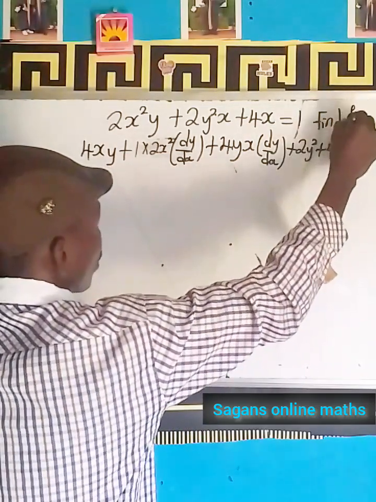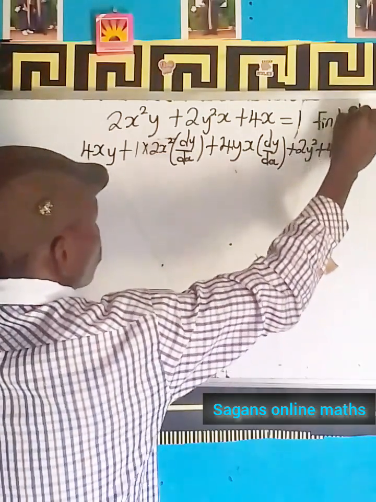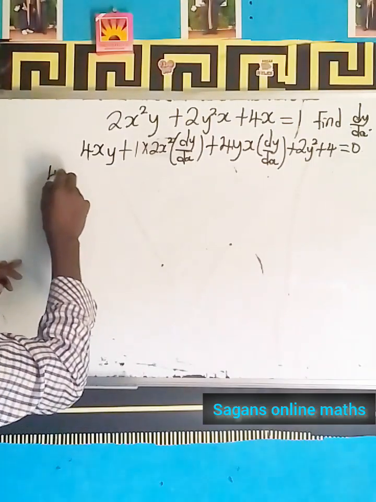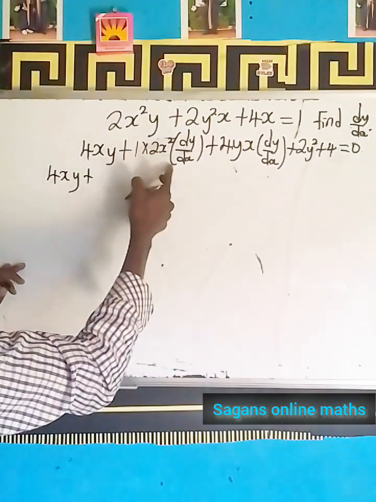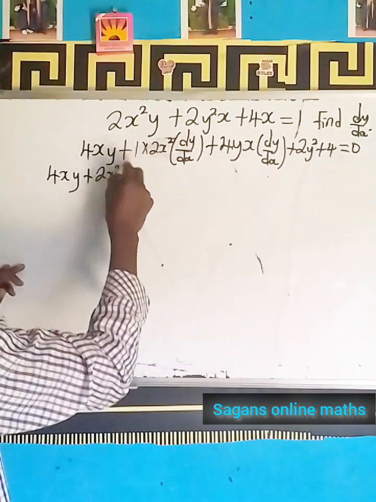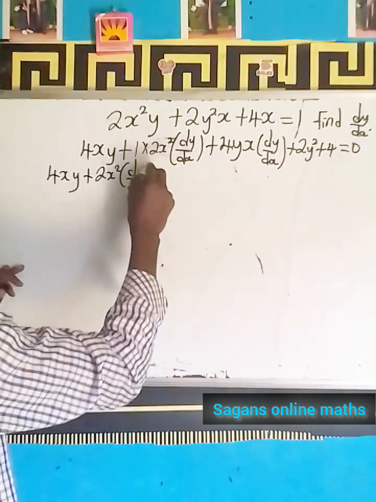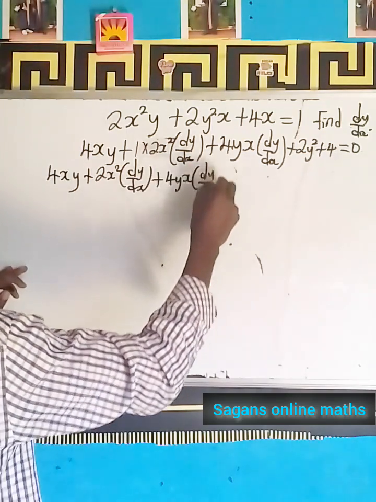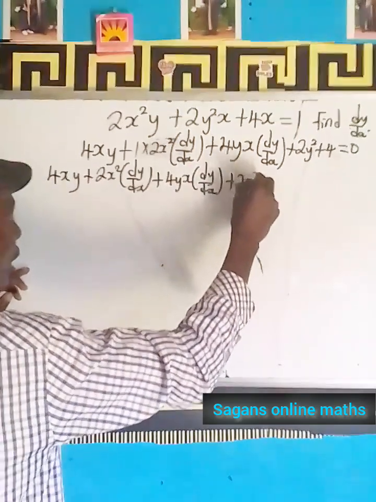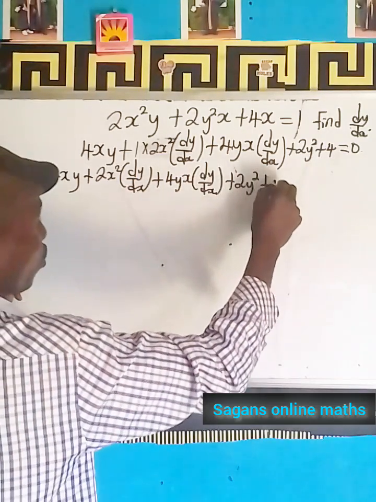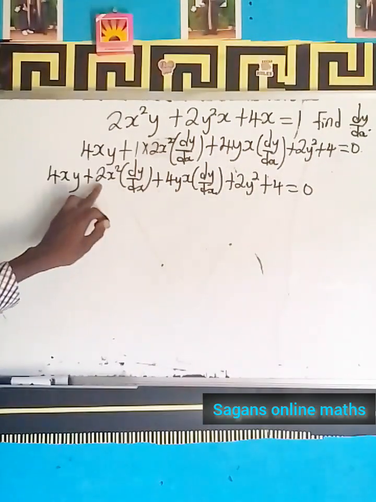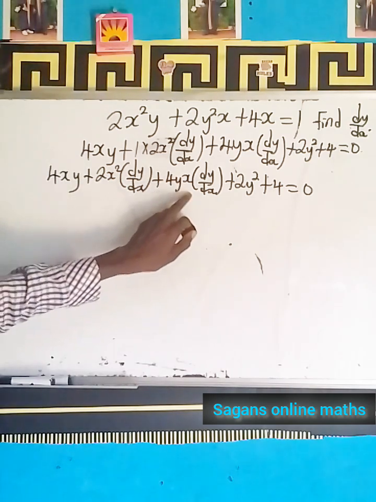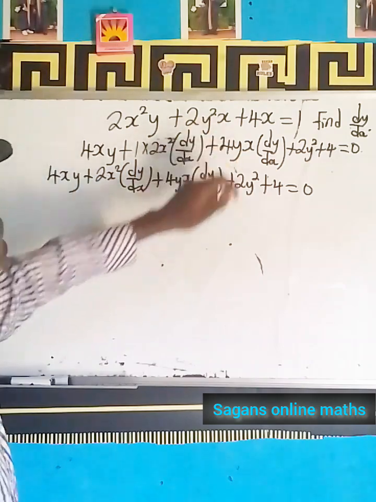And remember, we are asked to find dy over dx, right? Alright, so let's go on. So now that this is 4xy, then plus 1 multiplied by all this, I'm going to have 2x squared into dy over dx, then plus 4yx into dy over dx, then plus 2y squared, then plus 4 equals 0. Let me check this again. Where did I differentiate this? Okay, I differentiated this. Okay, it's correct.